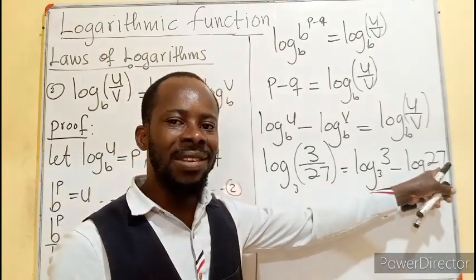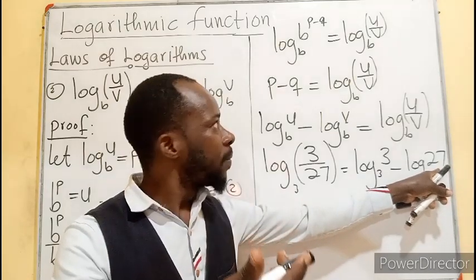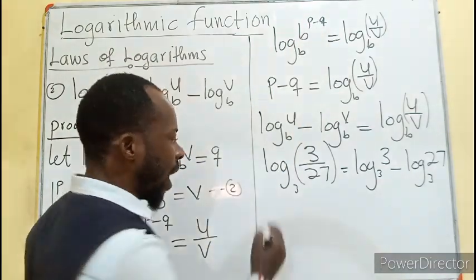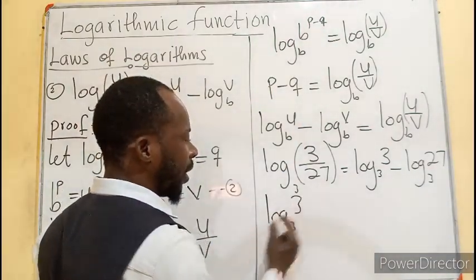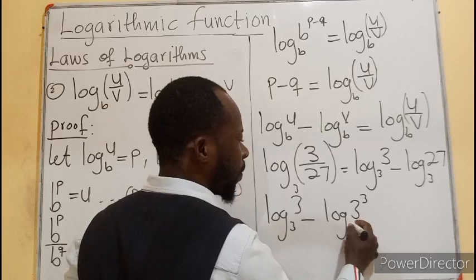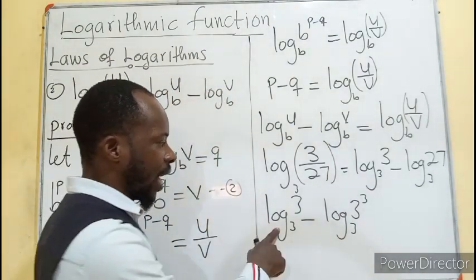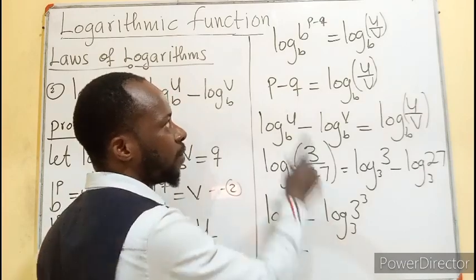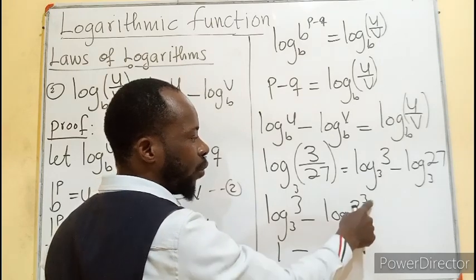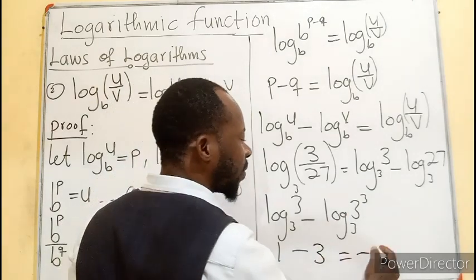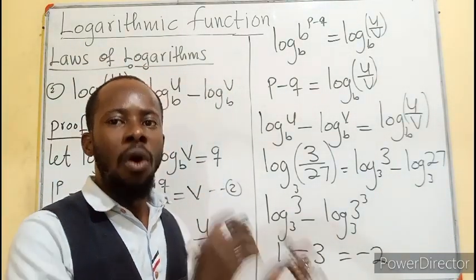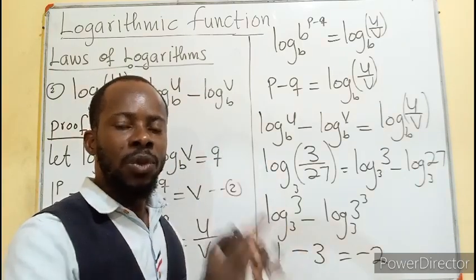Here we can also rewrite this as 3 exponent 3, whereby it will be in this form. The same base, we take the exponent. So I have log 3 base 3, then minus the log of 3 exponent 3 base 3. I believe you can agree with me that this becomes 1 minus, following the property we have, the same base, we take the exponent 3, and that gives us negative 2. So for the proof of the second law, when you are dividing, you subtract.